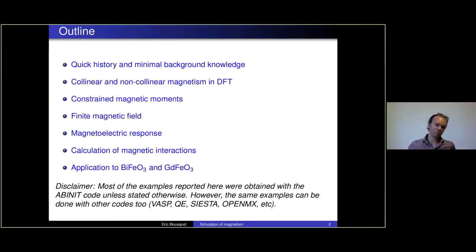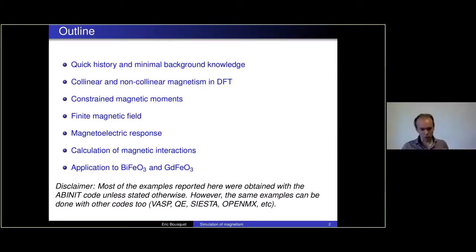So here I would like to present a quick history and a minimal background of magnetism. I will not present it today because I have no time, but basically this is a lecture you should have seen during the master's. That's where I will remind you what you should know before going to an understanding of magnetism at the microscopic level. Then I will distinguish how to simulate that from DFT, and we'll see that we have collinear and non-collinear magnetism.